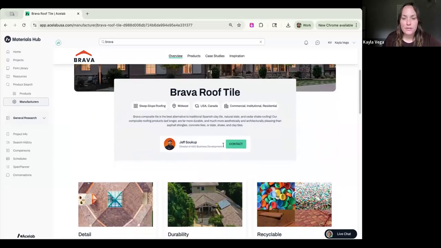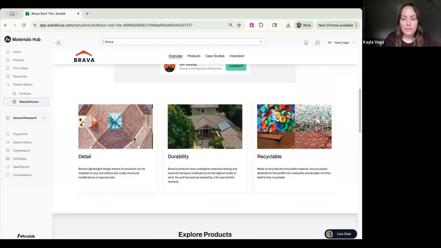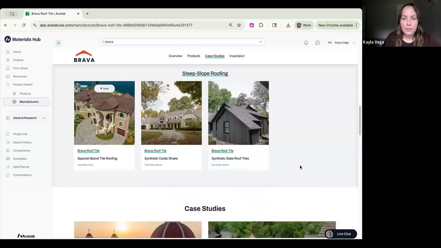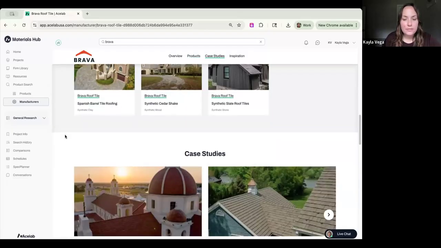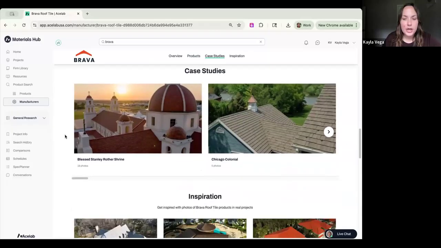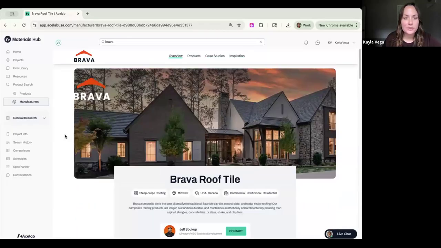We've got Jeff's contact information right here, front and center as well. So feel free to jump into their page, explore these products. You can click into each one of these pages to learn more, and you can also click right here to save any of these products to your firm library for future reference. So yeah, I'll send this link in the chat for you all so you can check out their page and learn a little bit more about what they do.